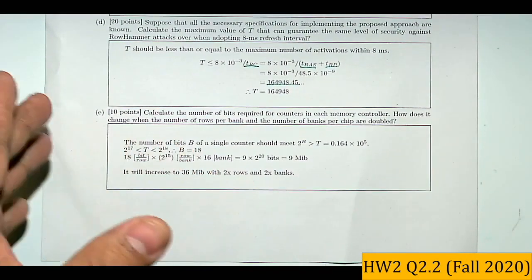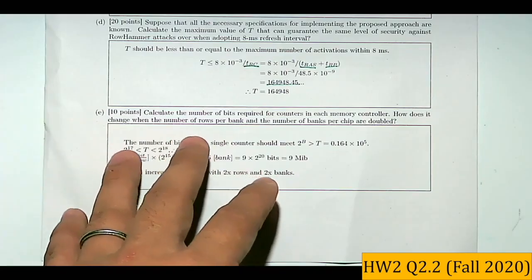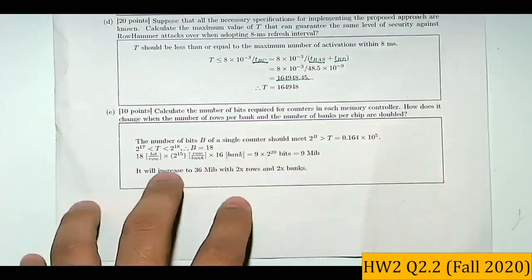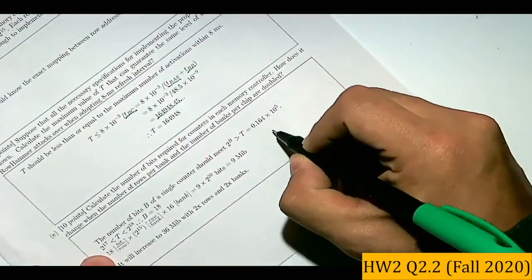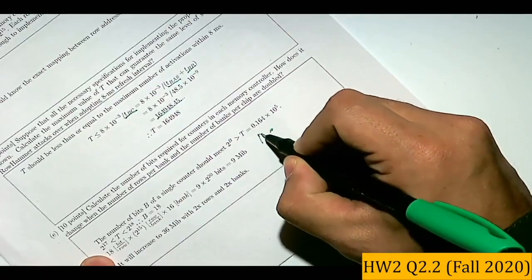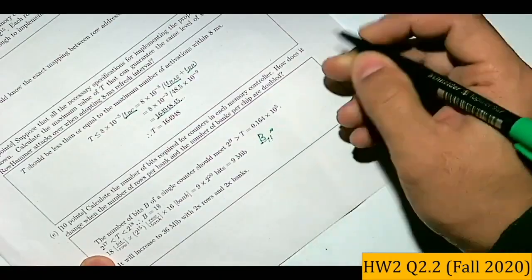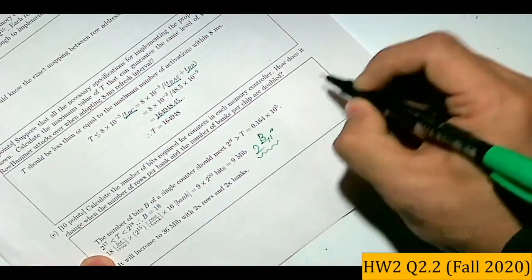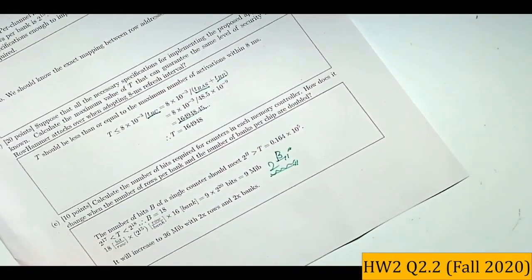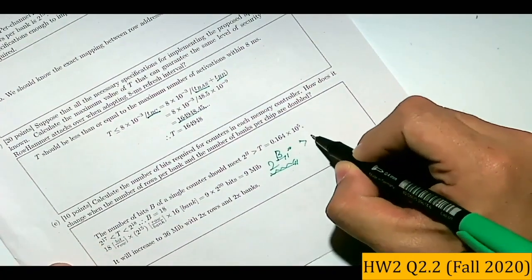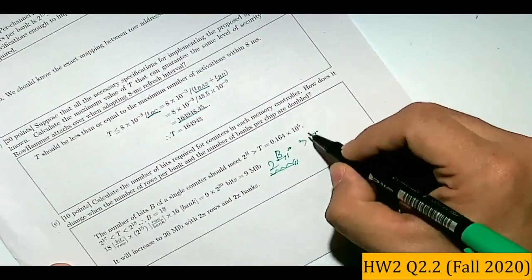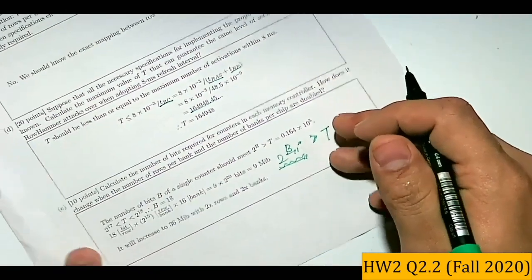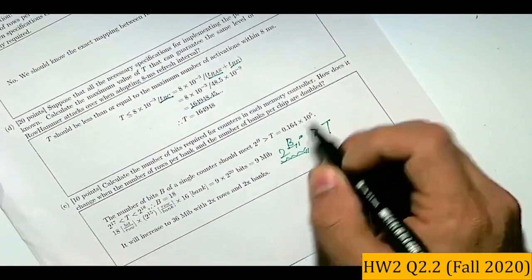And the next question is asking for the number of bits required for maintaining counters in each memory controller, and it's very easy actually. Let B be the number of bits. We can maintain this many values, and so 2^B should be larger than T, and definitely we need to calculate the maximum value.